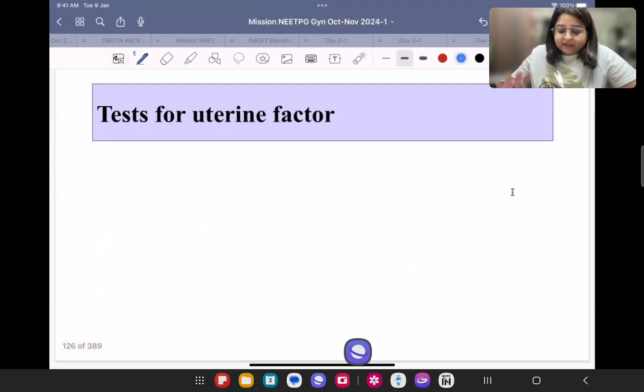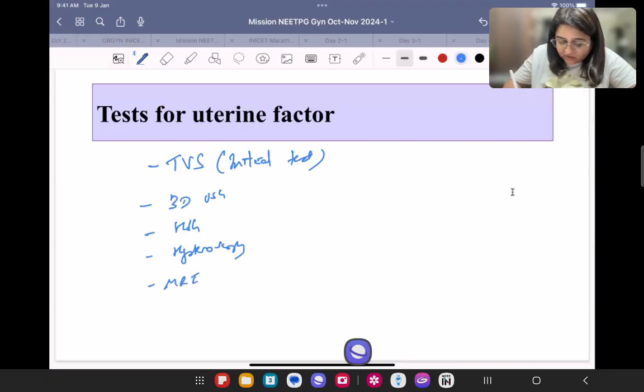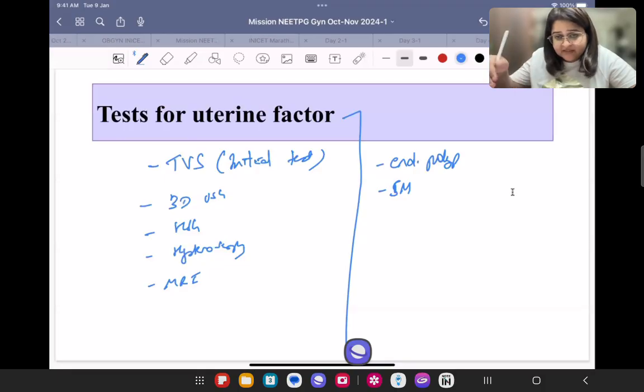Okay. Now coming to tests for uterine factor. Here the initial test is usually a transvaginal scan. This is the initial test of choice. You can also do a 3D ultrasound, an HSG, a hysteroscopy, MRI. These are all different tests of uterine factor. Uterine factor ka matlab, it could be anything from an endometrial polyp to a fibroid, and usually fibroids that affect fertility. We'll be discussing this in detail in the chapter on fibroids, but these are usually submucosal fibroids.